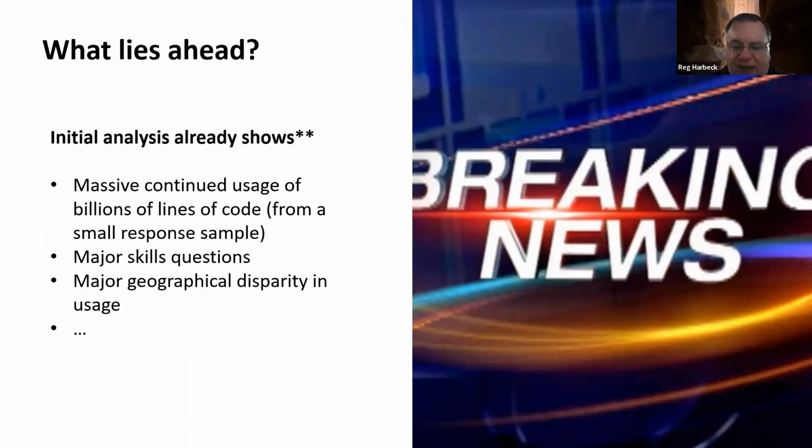So we did the survey, and then we started digging into data. We got a lot of really good data. And one of the first things we found from just a small response sample, which I'd consider a good number of people but not a vast number, was that there are billions and billions of lines of COBOL out there that are still in active use. And the most current data shows it's hundreds of billions.